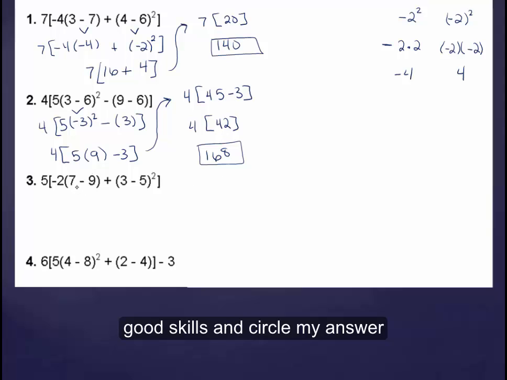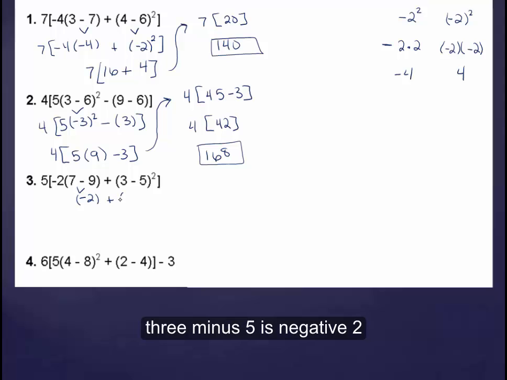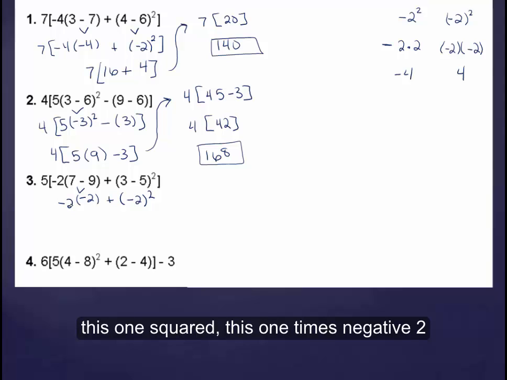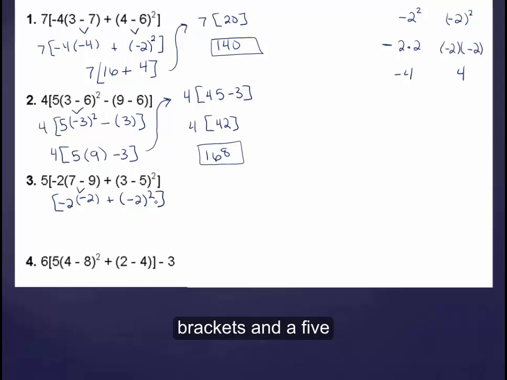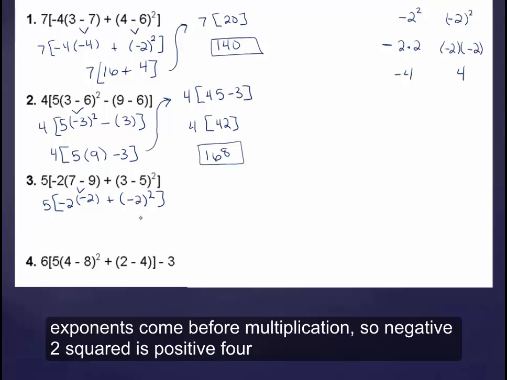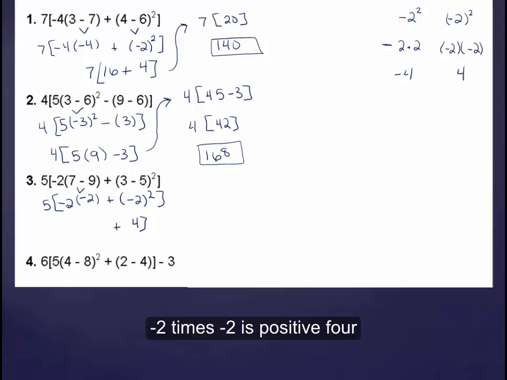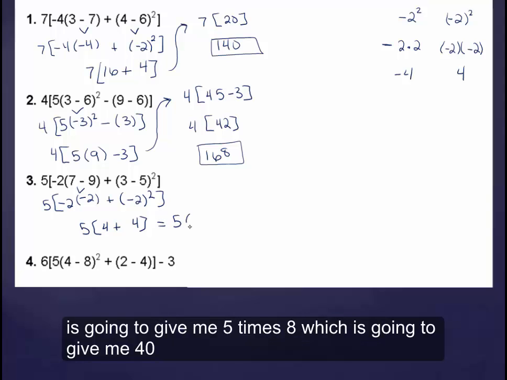Okay, 7 minus 9 is negative 2. 3 minus 5 is negative 2. This one's squared, this one times negative 2. Brackets and a 5. Exponents come before multiplication, so negative 2 squared is positive 4. Negative 2 times negative 2 is positive 4. It's going to give me 5 times 8, which is going to give me 40.